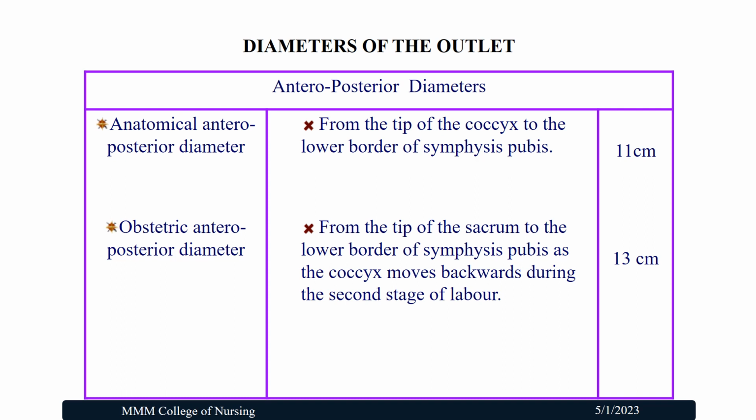Next comes the diameter of the outlet: anatomical anteroposterior diameter and obstetric anteroposterior diameter. The anatomical is from the tip of the coccyx to the lower border of the symphysis pubis, 11 cm. The obstetric is from the tip of the sacrum to the lower border of the symphysis pubis, as the coccyx moves backwards during the second stage of labor, which is 13 centimeters.